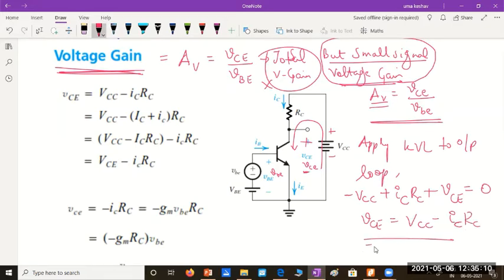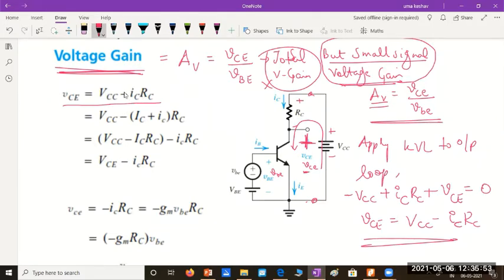You should be able to give me this equation directly next time if I ask. I need not write KVL again and again. You know the total voltage from this point to this point is VCC. You are interested in finding the voltage from collector to ground or from collector to emitter, which will be total voltage minus the drop across this resistance, VCC minus IC RC. Directly you should be able to tell me. So we are starting off with this equation. Okay, I hope you understood how we got this equation. By applying KVL to the output loop, we showed that VCE is equal to VCC minus IC RC.